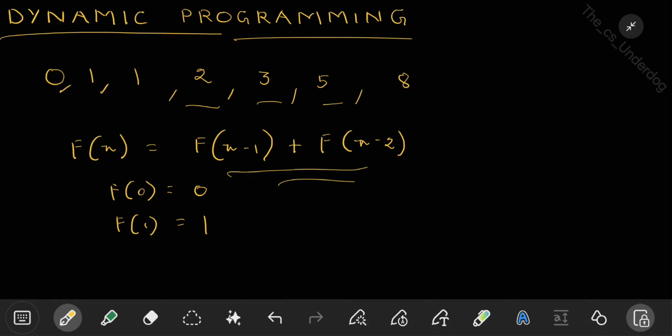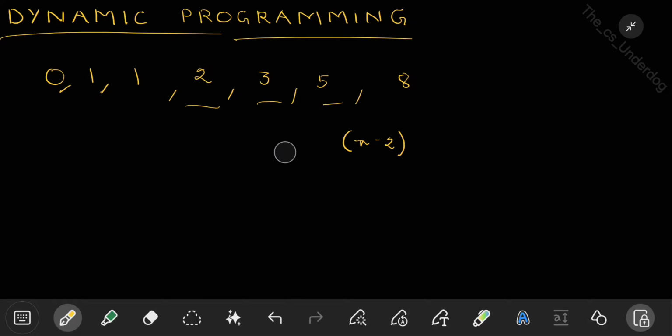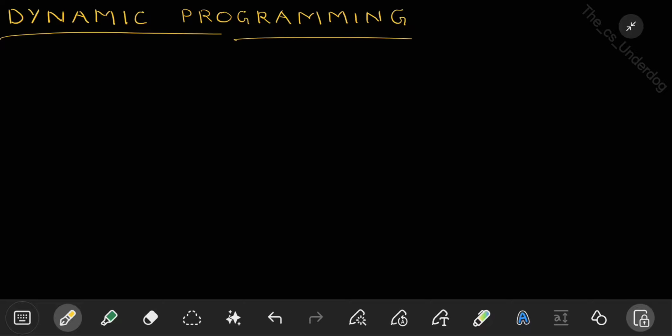If you want to find out the nth Fibonacci number, let us see how the recursion call will happen. You will have to make one recursion call to f(n-1) and one recursion call to f(n-2). Let us say you are finding the fourth Fibonacci number. We are taking a small one so that it is easier to understand. If you want to find f(4), you have to make two computations.